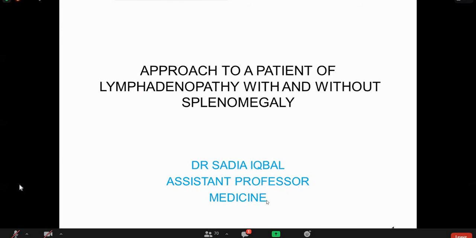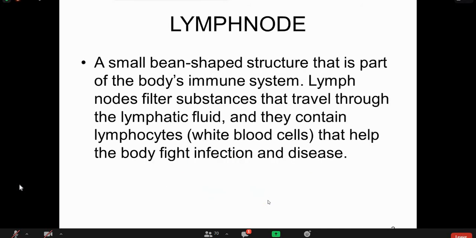Before proceeding towards the topic, let us have a brief review of the structures that are going to be discussed in today's lecture, that is the lymph node. So, what basically is a lymph node? It is a small bean-shaped structure that is part of the body's immune system. The immune system is basically the defense system of the body that protects the body against invading organisms like viruses, bacteria, fungi, and protozoa. The lymph nodes filter these substances that travel through the lymphatic fluid, and they contain lymphocytes, which are basically white blood cells that help the body fight infection and disease.